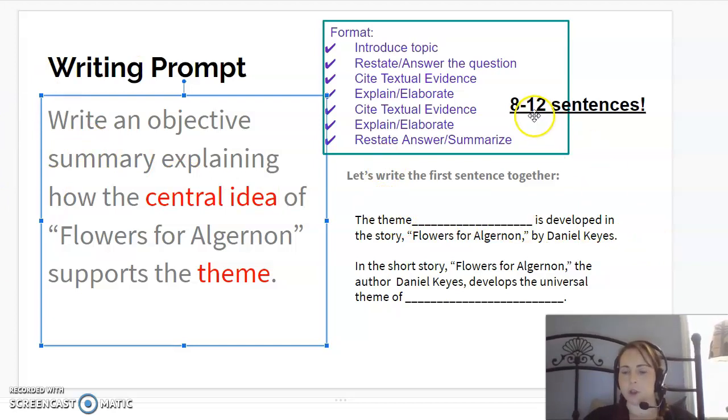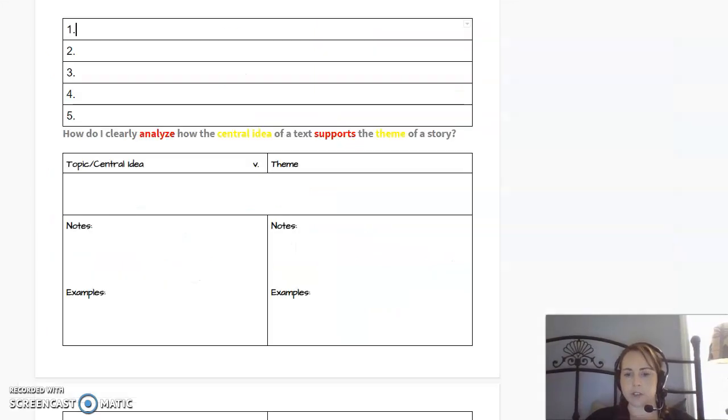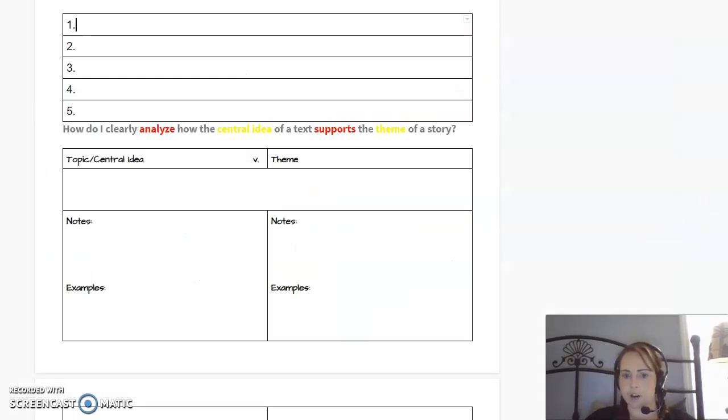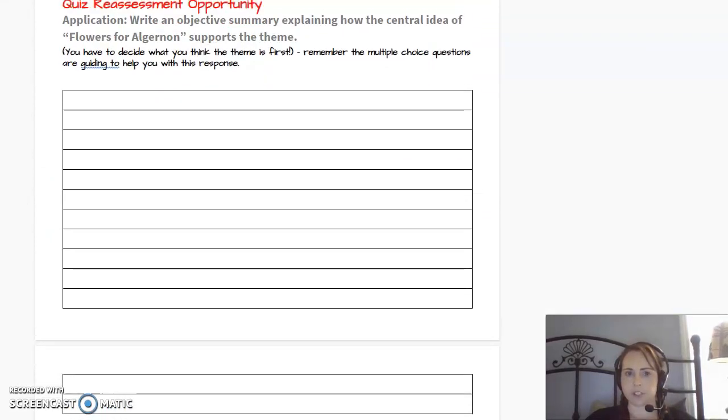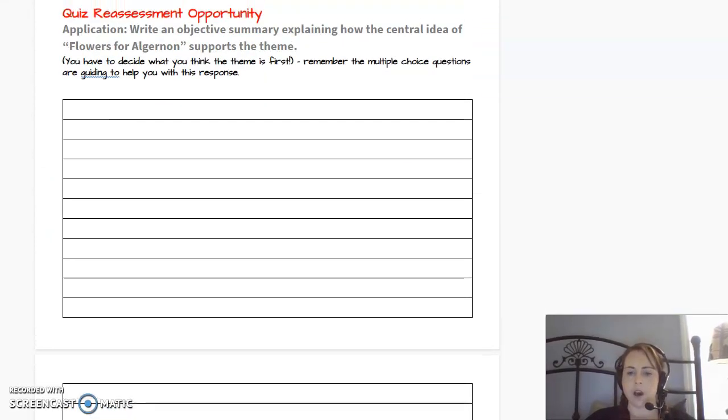Okay, so I'm looking for 8 to 12 sentences minimum. Here is your format. Okay, this is your checklist to use. And you are going to answer that right here on your worksheet. Okay, if you need more space, the boxes will grow with you.